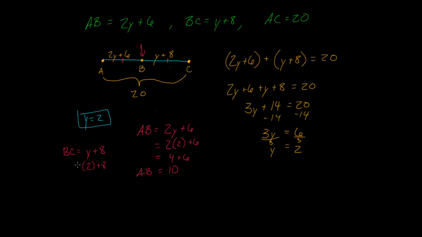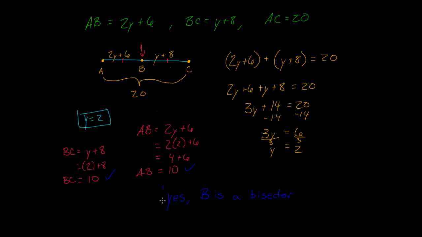plus 8, which is equal to 10. BC equals 10. 10 and 10 are the same. We could say both of those are the same, so our answer is y equals 2, and yes, B is a bisector.